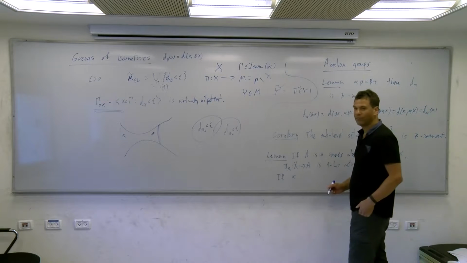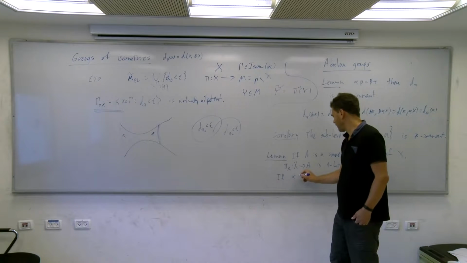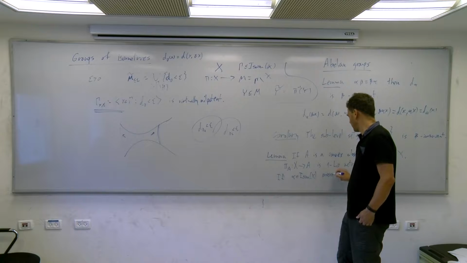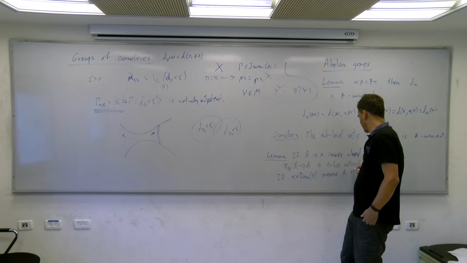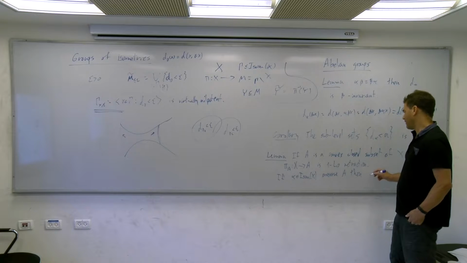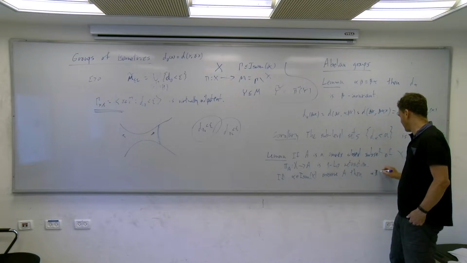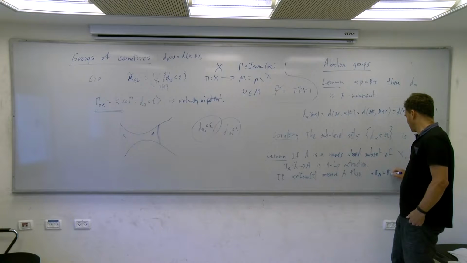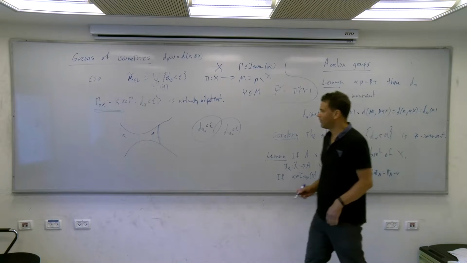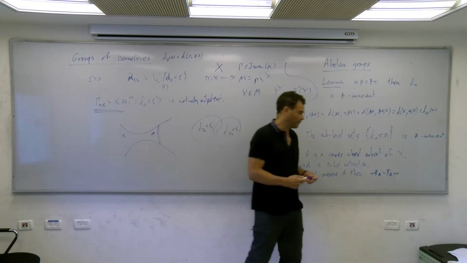And if alpha is an isometry that preserves A, then alpha commutes with pi_A. Okay, it's almost a tautology if you think about it.